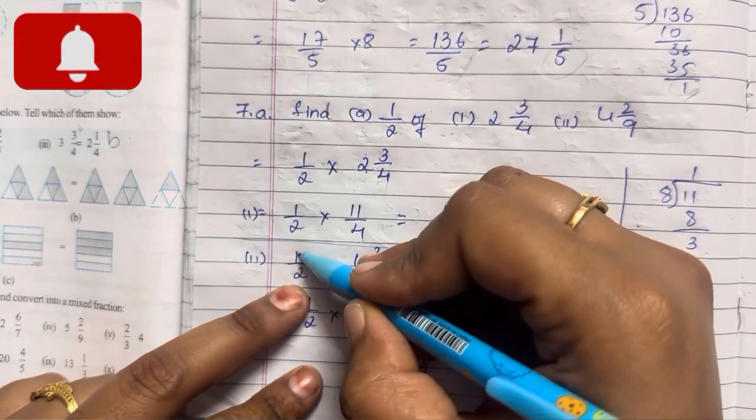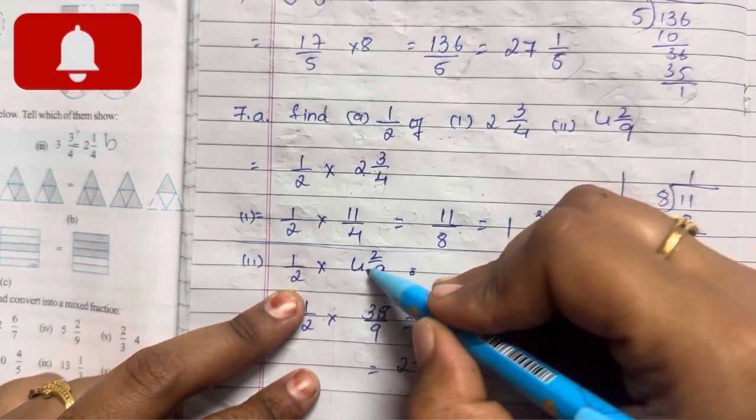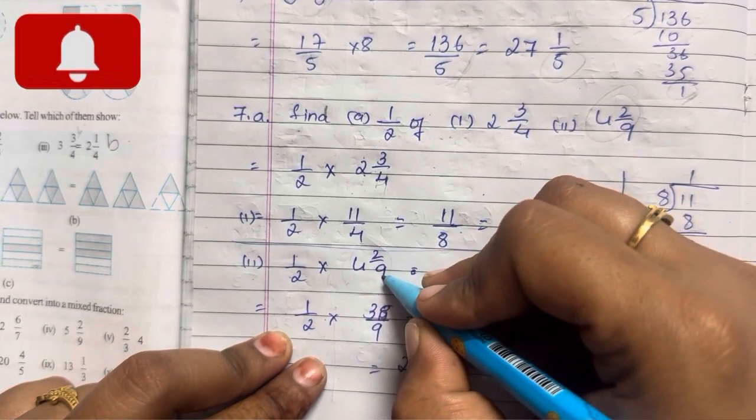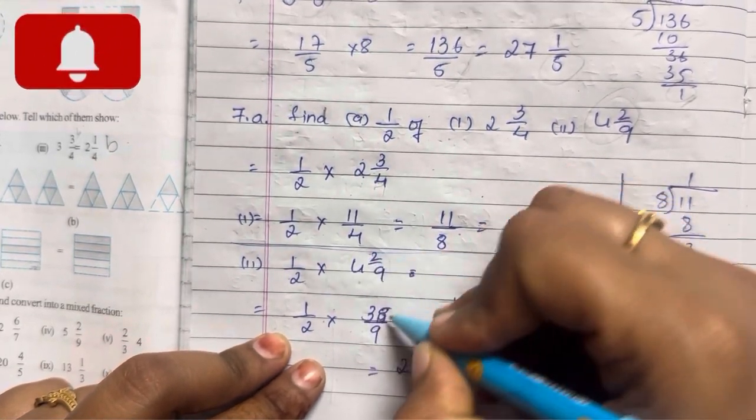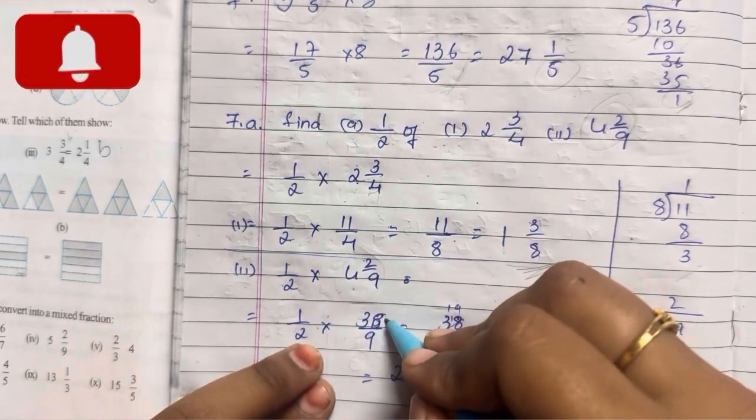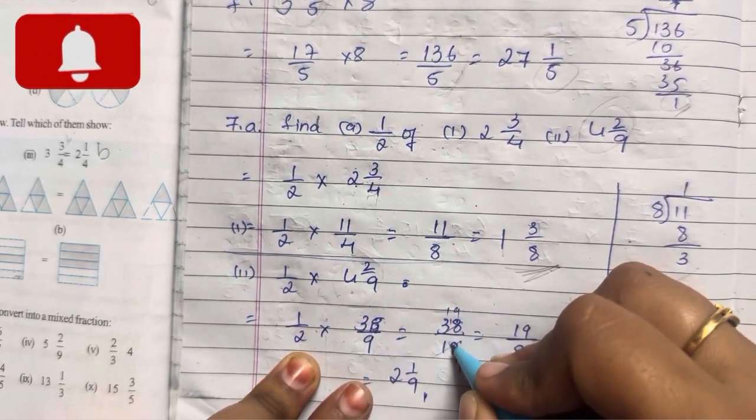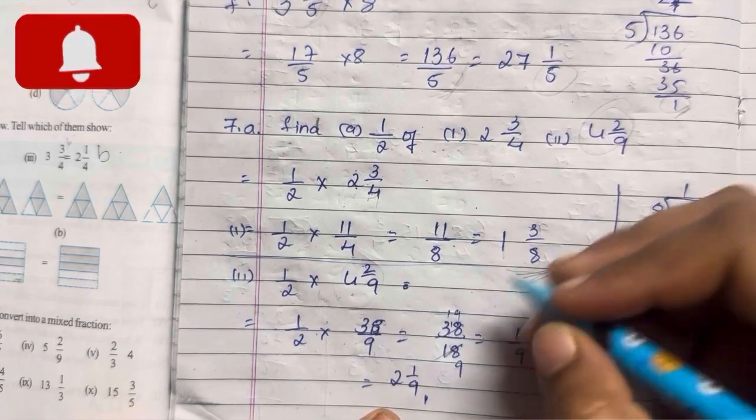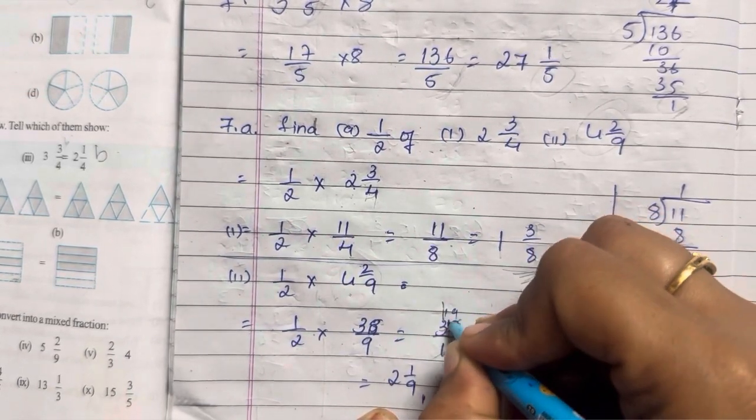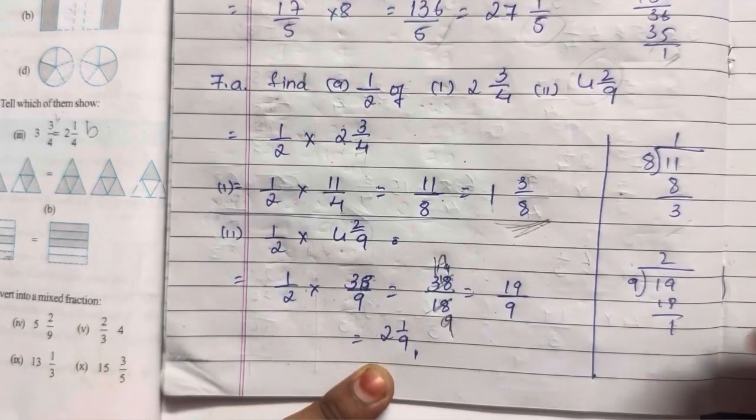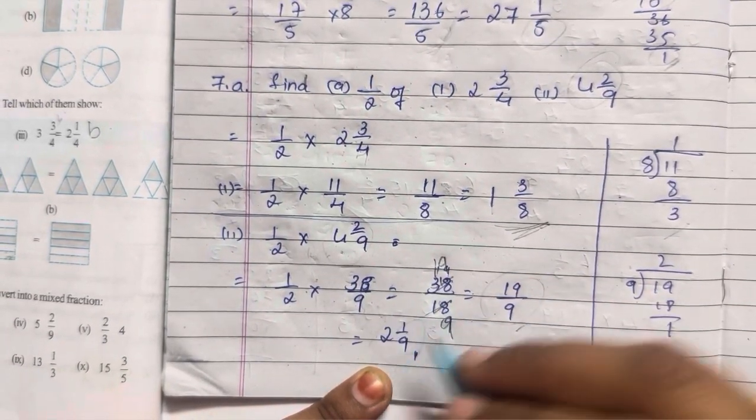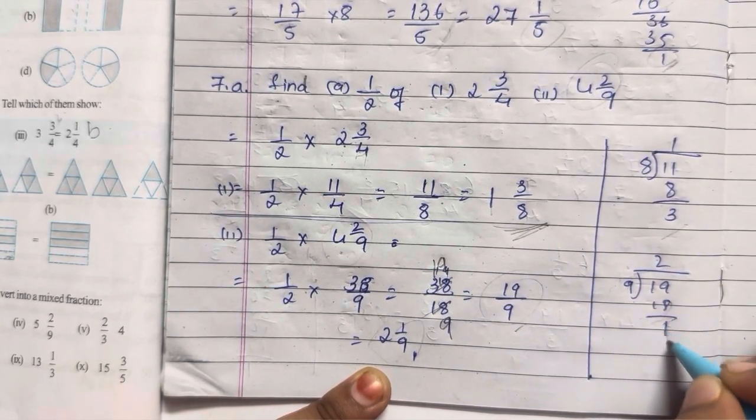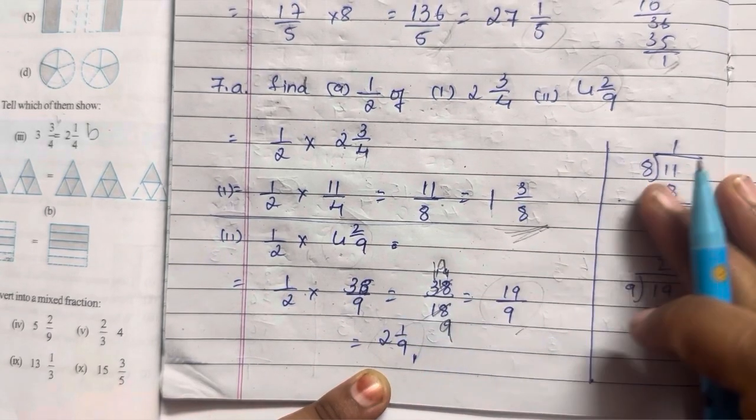And the second one, 1/2 × 4 2/9. So 1/2, and this one I'm going to convert into a mixed fraction. That is 4 9s are 36, 36 plus 2 is 38/9, equals to, we have to multiply this one: 9 2s are 18, and 1 × 38 is 38. Now this one we can divide by 2. So 2 9s are 18, 2 1s are 2, 2 19s are 38. So 19/9. And we have to convert this into a mixed fraction, that is 9 into 19. So 9 2s are 18, 1 is the remainder, that is 2 1/9.